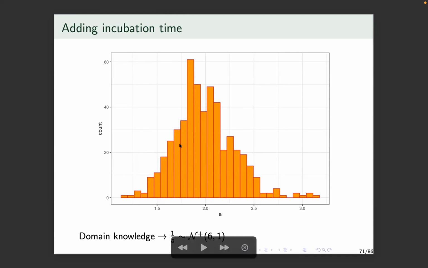So we dug a little bit in the literature available at this time, and we found that typically the incubation time for COVID-19 was estimated at something like 5 or 6 days. So we put a new prior, a more informative prior, this time on the inverse of A, so directly on the incubation time, as a normal distribution of mean 6 and standard deviation 1. So it means that 85% of the probability mass is between 4 days and 8 days, which is much more informative than what we did before. So this should help the model produce better prediction and also help the inference engine to converge faster.